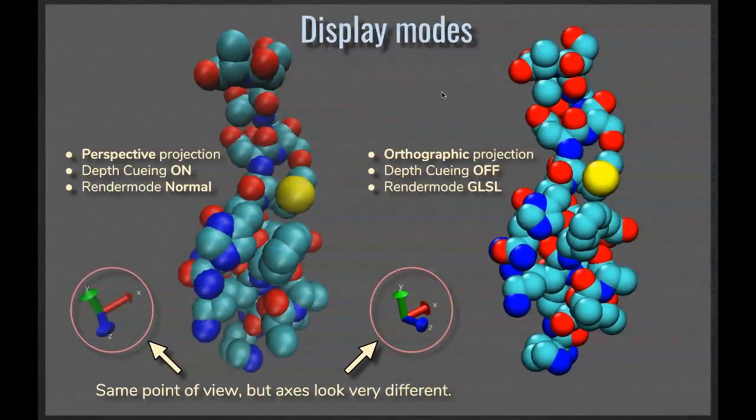This is the comparison before and after what we changed. This is the perspective projection, where depth skewing is on and render mode is normal. On the right, we have the hardware accelerated parallel projection with depth skewing off. On the right, the molecule really looks brighter and vibrant. And you see how distorted the view is due to the perspective view here. This is exactly the same viewpoint, but see how the axes look different from the view with the parallel projection. Also the atoms in the scene on the left are kind of blown up, and on the right it is much more useful for evaluating the structures.